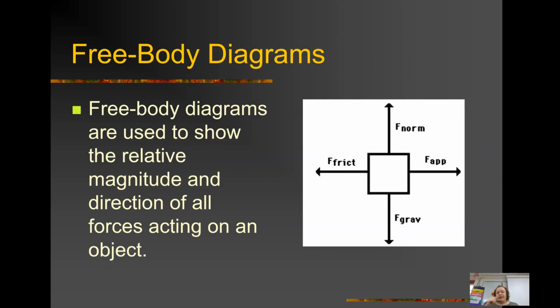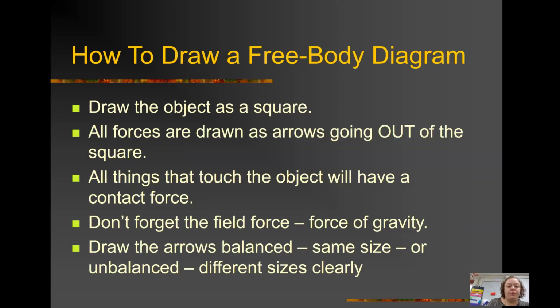Now, free body diagrams. This is how we show the relative magnitude and direction of all of our forces that are acting on an object. We just draw the box and we draw them out. If you look at this one, these two are about the same line, so it's balanced in the y direction. These two are the same line, so they're balanced in the x direction. So we'll talk about different examples to see how to draw these.